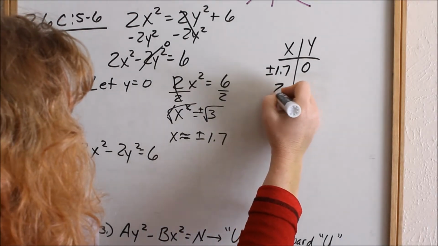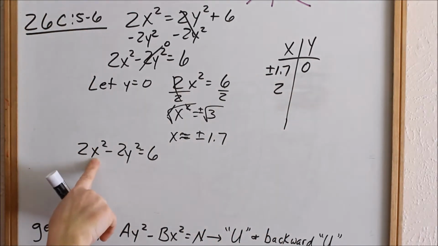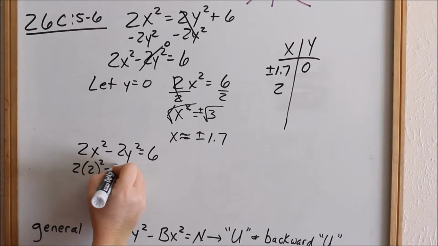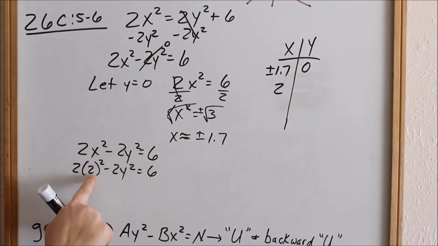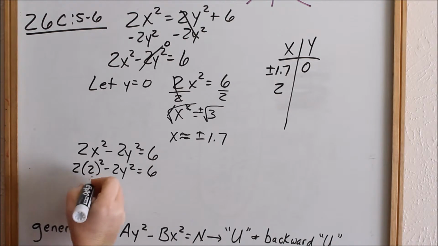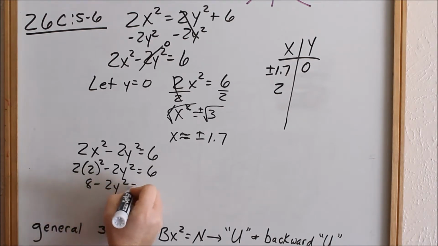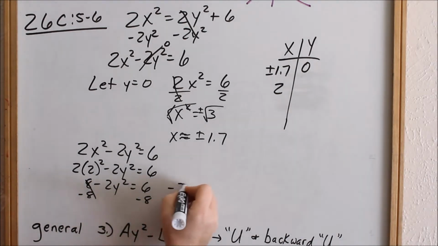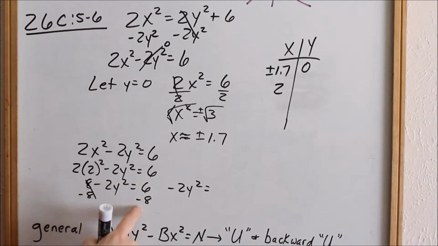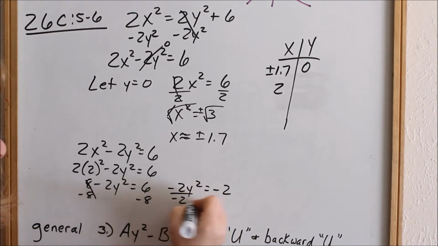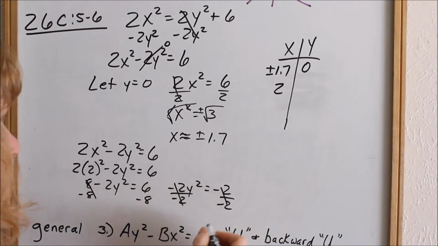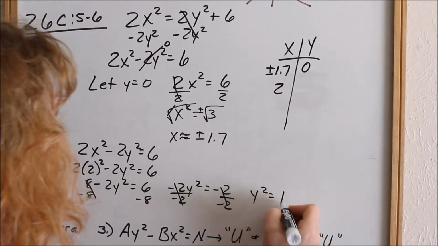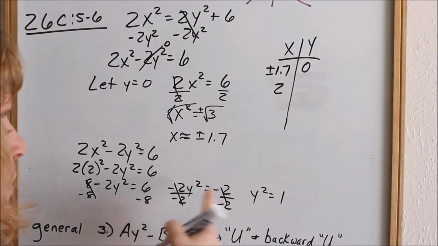I'm going to say, well, I'm just going to pick x equals 2. I'm trying to pick small numbers because I can square it. So if x is 2, I'm trying to solve for y. So 2 squared is 4, 4 times 2 is 8, so that's 8 minus 2y squared equals 6. Subtract 8 from both sides, so that would give me negative 2y squared equals 6 minus 8, which is negative 2. Divide both sides by negative 2. That becomes a positive 1, so y squared equals a positive 1, because negative 2 divided by negative 2 is a positive 1.